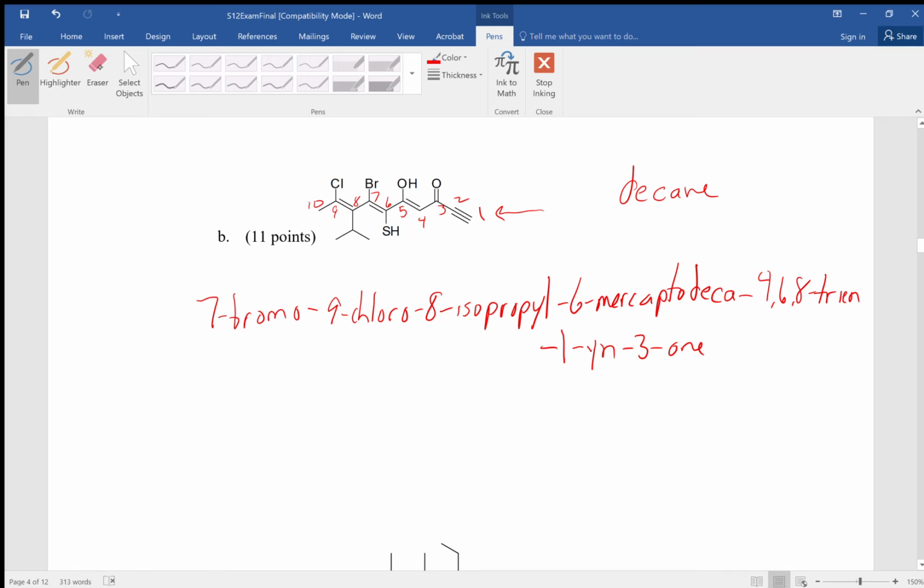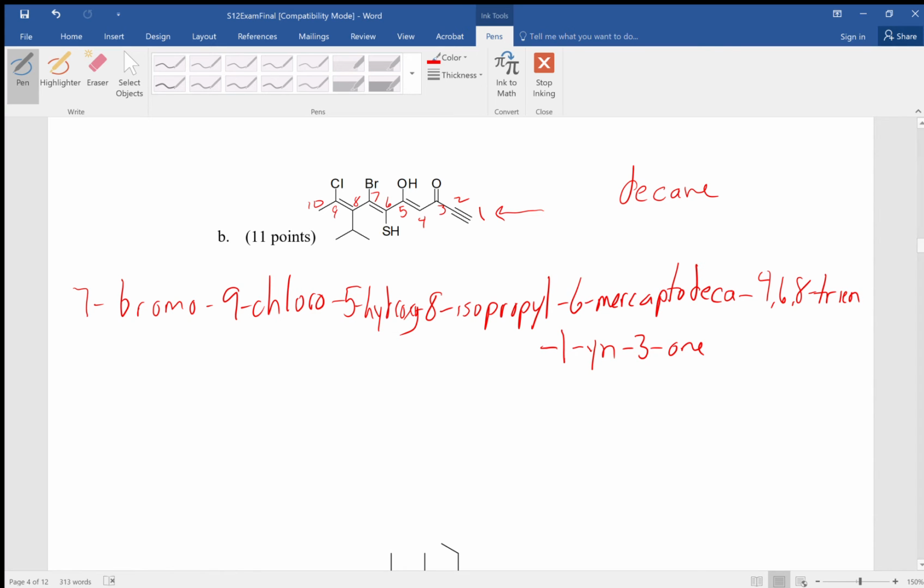But we've forgotten one group, which is the alcohol, and that's going to go right here. So that's 7-chloro. Sorry about that. That's 7-bromo, 9-chloro, 5-hydroxy. Are we done?